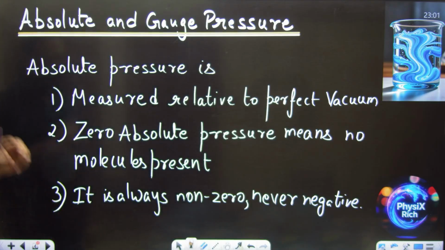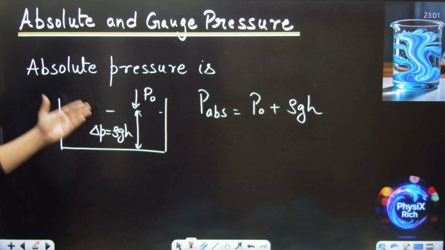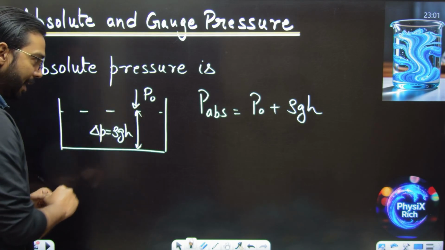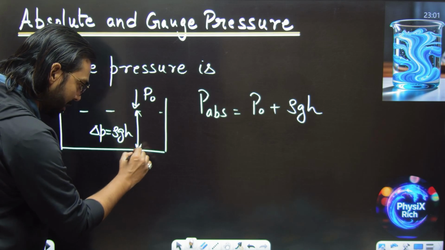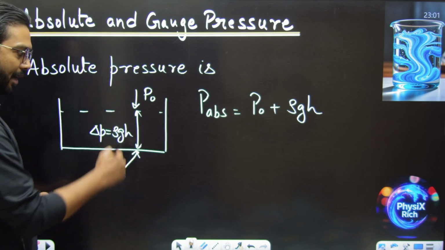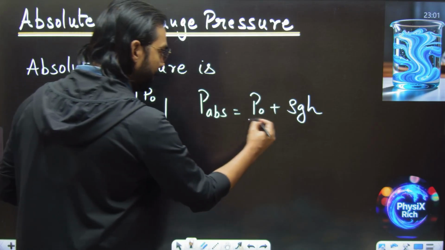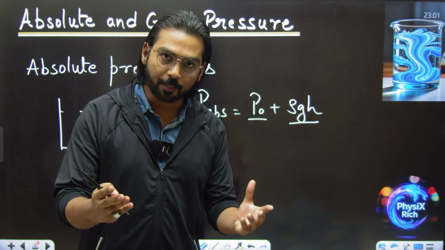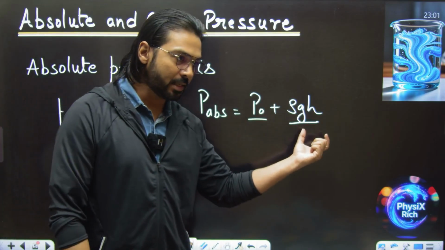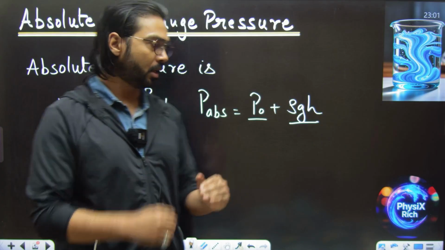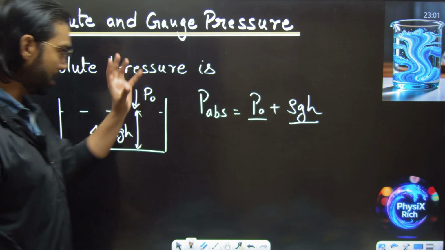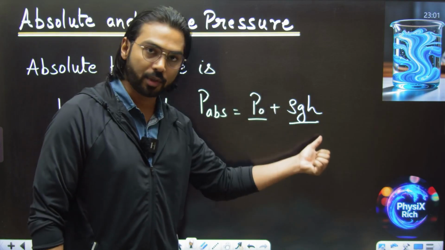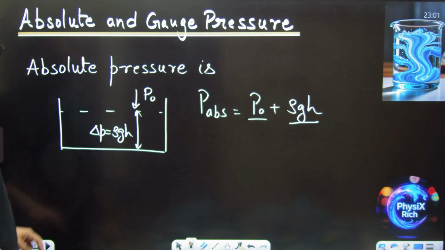Okay? Now, if we have a container and this container has a certain amount of fluid filled up to height h, then the absolute pressure at this point will be given as P naught plus rho gh. And I have already explained to you what P naught is. P naught is the pressure due to the atmosphere. And rho gh is the pressure due to the liquid above this point. So this absolute pressure becomes pressure due to the air column and pressure due to the water column. All right. So that's the absolute pressure. I hope you understood.